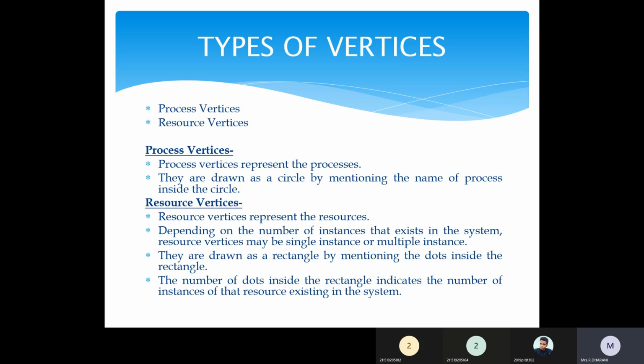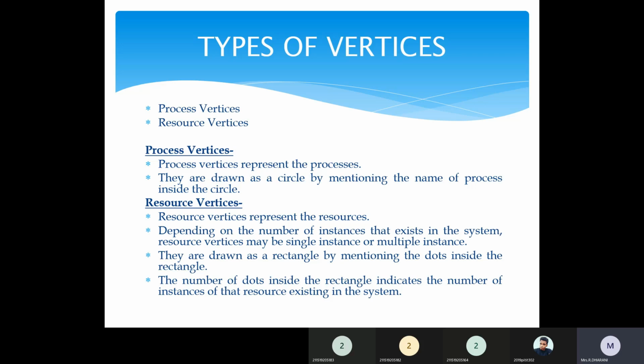So what is meant by process vertices and resource vertices? Process vertices represent the processes. What are the processes that the CPU executes? That is what we call a process. A process is nothing but something currently in execution, some task is in execution, some action is executed by the CPU, and they are represented with the help of a circle. Inside the circle, the name of the process is mentioned.